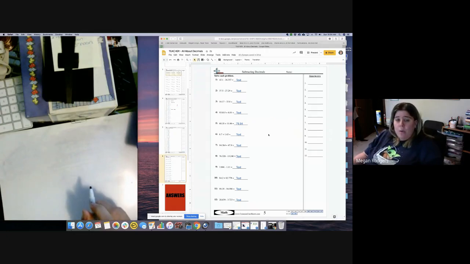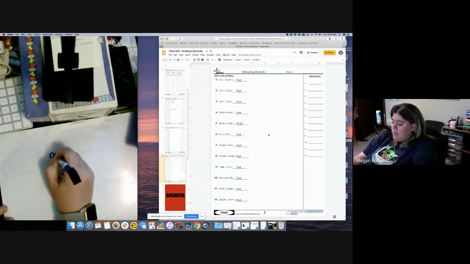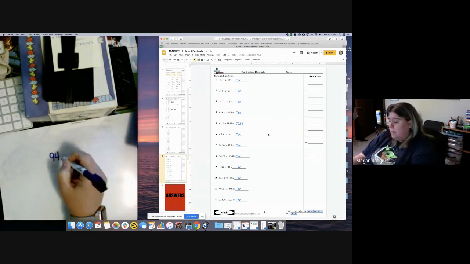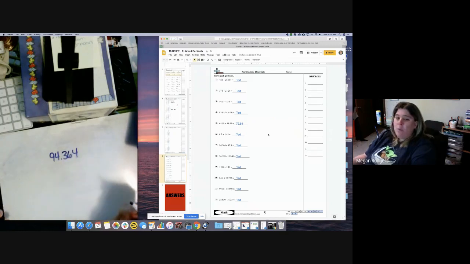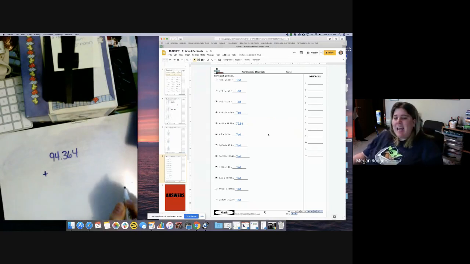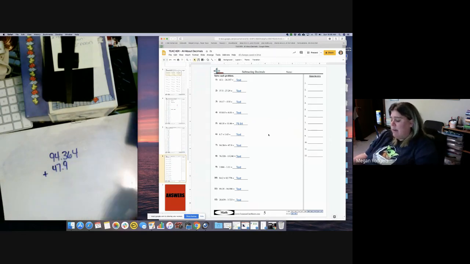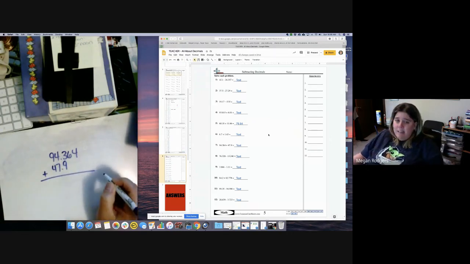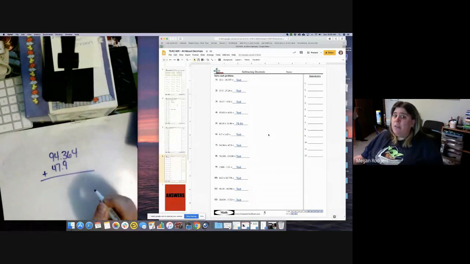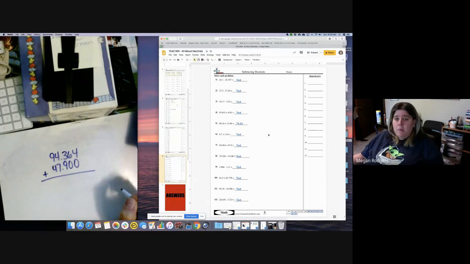But what if, for example, we wanted to do, let's try a hard one. Let's do number 7. So number 7 says we have 94 and 364 thousandths plus 47 and 9 tenths. So I know my 47 and 9 tenths is going to go there. Technically, you don't have to fill in the extra zeros, but if you're like me, that looks really weird and I don't like it. So I'm going to fill in my placeholder zeros so that my number looks normal.